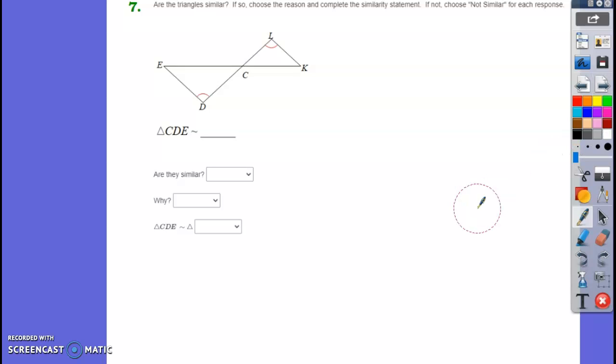Number 7, are the triangles similar? All right, first thing I notice is vertical angles. So I've got angle, angle. So are they similar? The answer is going to be yes, they're similar because of angle, angle.